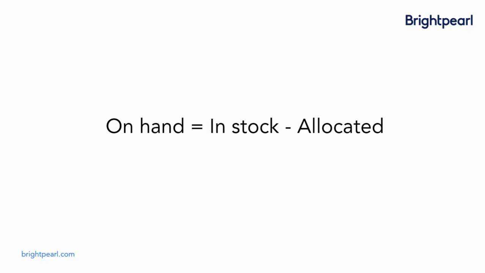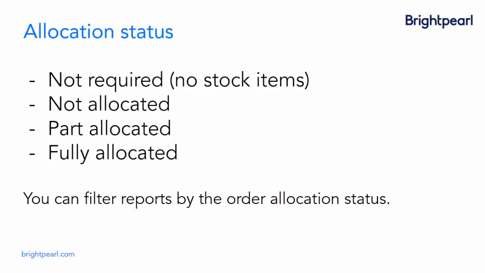Inventory can be allocated manually for a single item, a whole order row, or a whole order, but you can only allocate inventory you have available. A sales order has one of the following allocation statuses. It's either not required, in other words it's got no stock items, it's not allocated, part allocated, or all allocated. And of course you can filter reports by order allocation status.